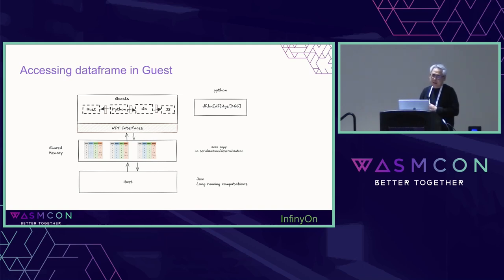So the first experiment was to use shared memory. WASM has a standard called shared memory that is designed to share memory between guest and host. So basically, you build up a memory infrastructure, and then you can expose it to the guest and the host simultaneously.